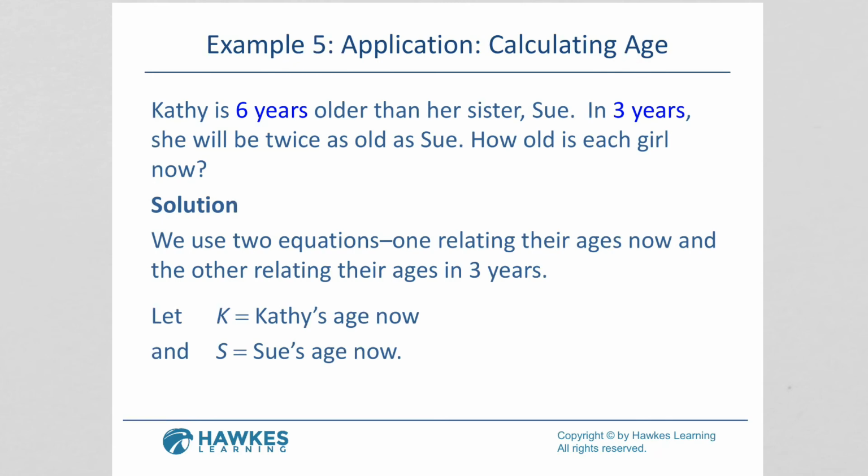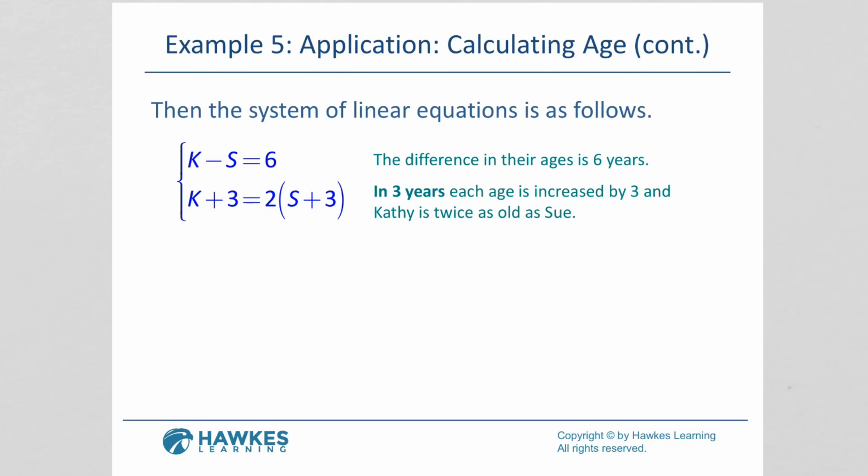So we'll start by looking at Kathy. K is her age now. Sue's age is going to be S. That's Kathy's age now is K. Sue's age now is S. So that's their first set of equations. All right, and then the system of linear equations is as follows. K minus S equals 6 because we know the difference in their ages is 6. And we know that in 3 years, each age is increased by 3, and Kathy is twice as old as Sue. So K plus 3 is Kathy's age in 3 years, and that's twice the age of Sue in 3 years, which is S plus 3.